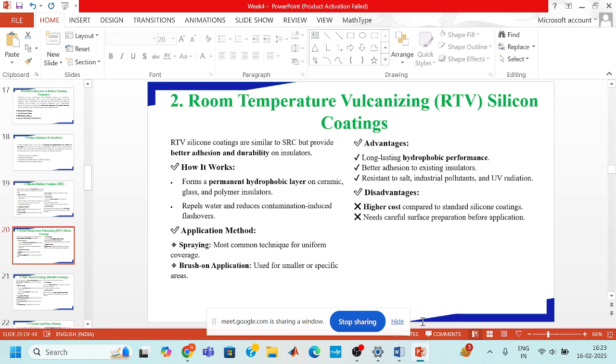The application methods are the same, but the advantages of this are that it has very long-lasting hydrophobic performance and provides better adhesion to existing insulators. It is very resistant to salt, industrial pollutants, and UV radiation. But the disadvantages of using RTV silicone coating are that it has a much higher cost compared to SRC, and it needs careful surface preparation before application.